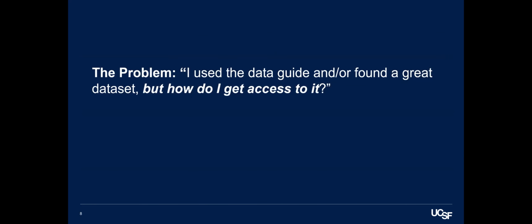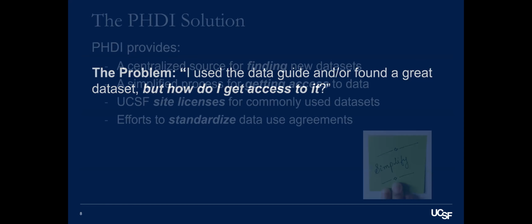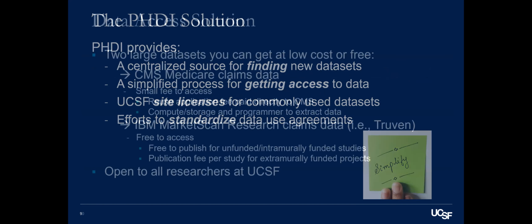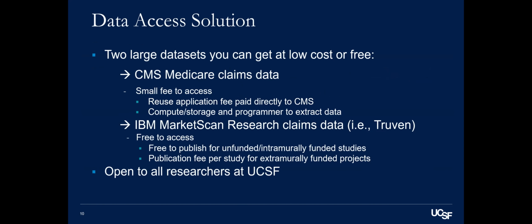So you use the data guide, you found the perfect data set. Now, how do you get it? What we are trying to do through the Population Health Data Initiative is to provide for you a centralized source for finding those data sets, but then also a simplified process for getting access to the data, UCSF site licenses for commonly used data sets, and efforts to standardize the data use agreements. So to start with that data access solution, I'll talk a little bit more about two large data sets that you can get at low cost or free.